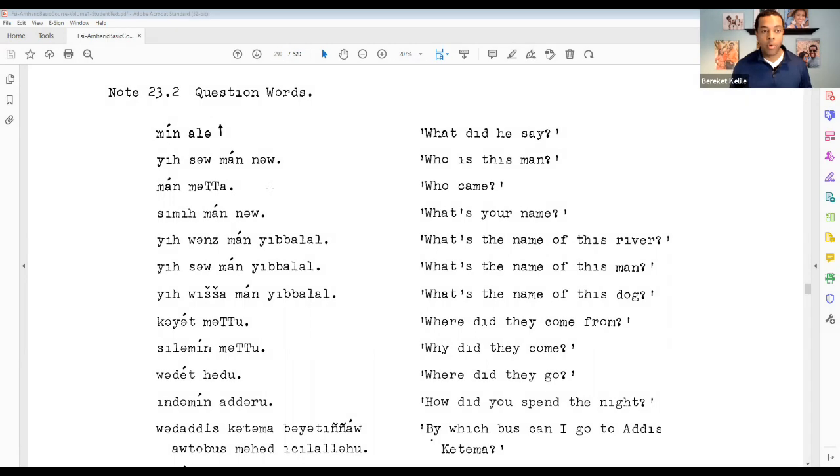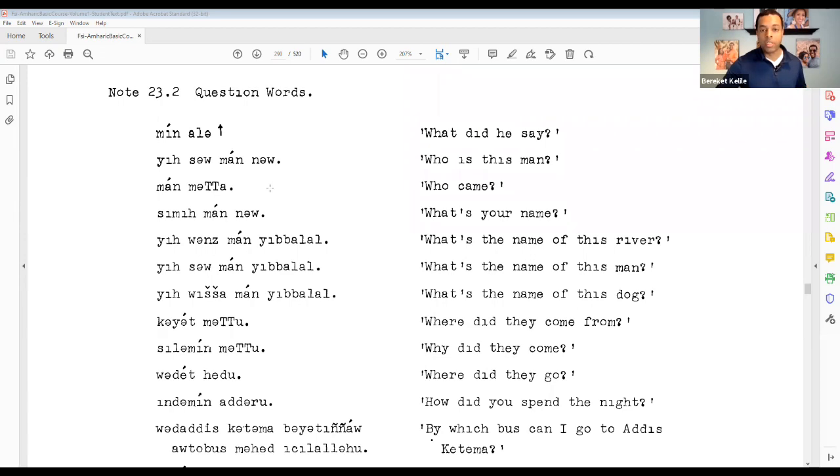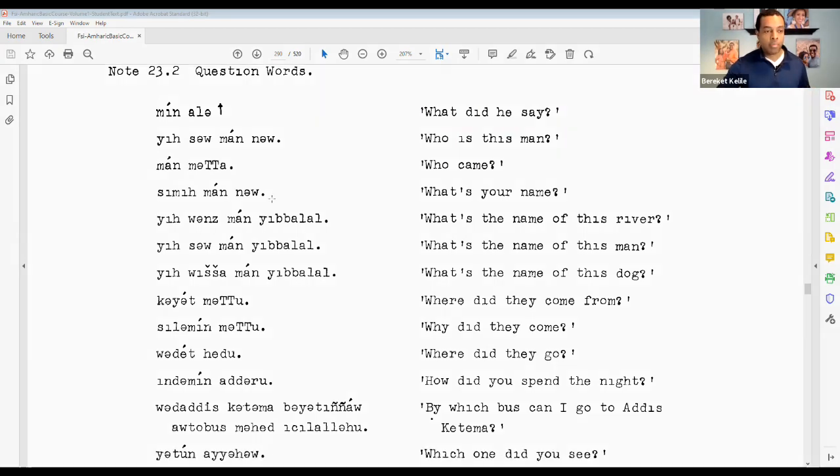Now we look at 23.2, question words. This is going to have a few subparts, four subparts to this section. So in this first section, they give you just some question words. These are words that we've seen before in previous units.